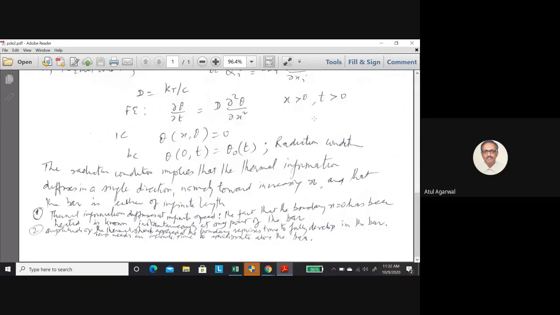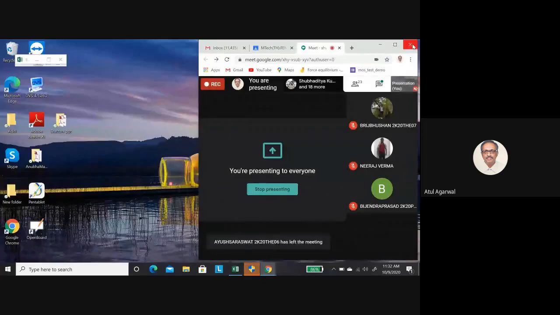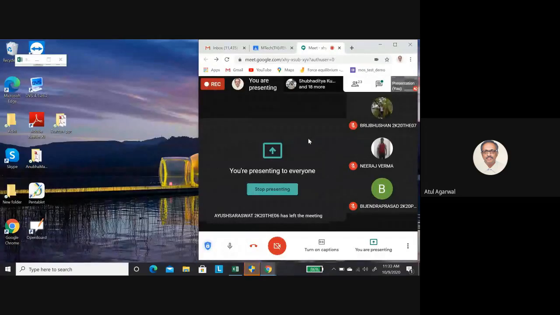So what we see in this case of heat conduction is that thermal information diffuses at infinite speed. The meaning is that the fact that boundary x equal to 0 has been heated is known instantaneously at any point of the bar. The amplitude of the thermal shock applied at the boundary requires time to fully develop in the bar. Temperature needs an infinite time to equilibrate along the bar. This I already explained. Do you understand?